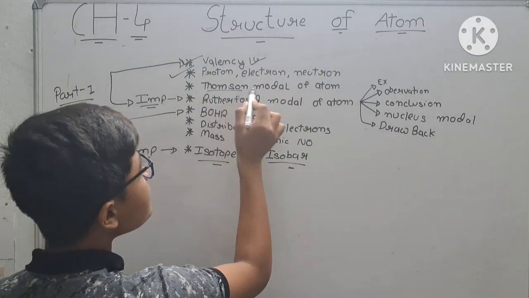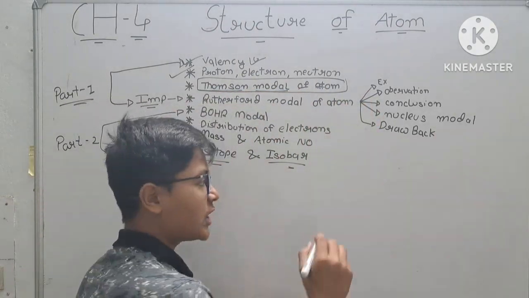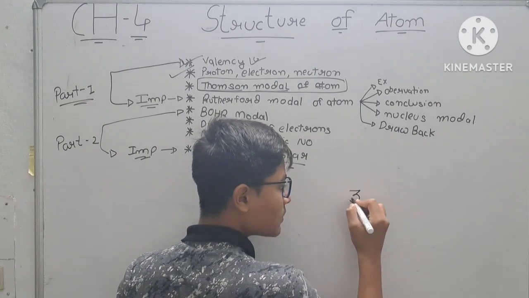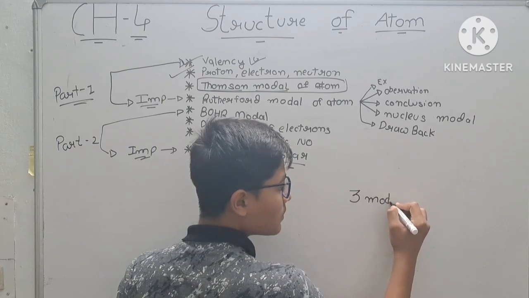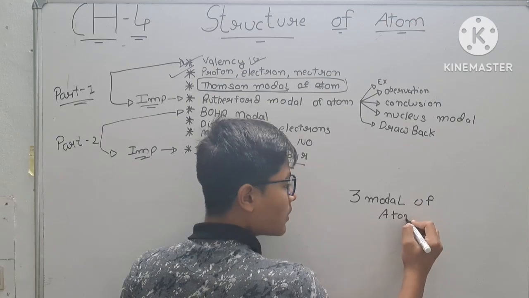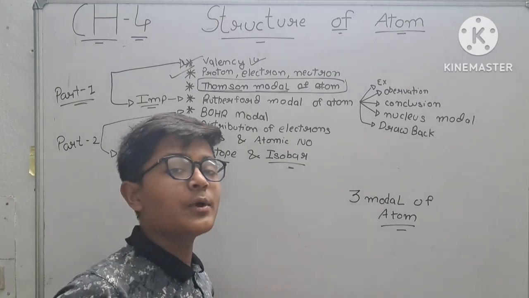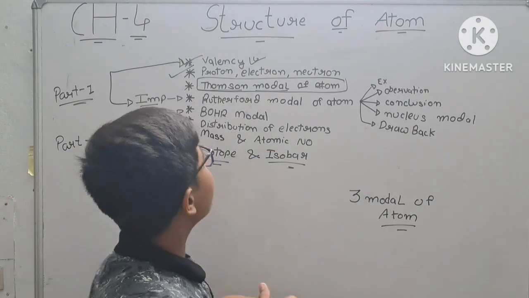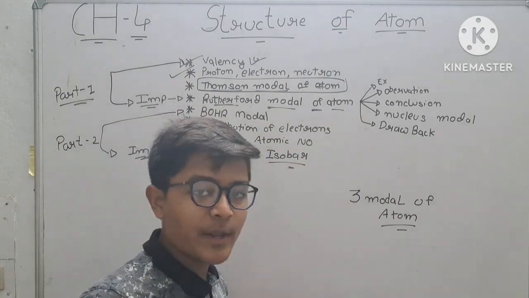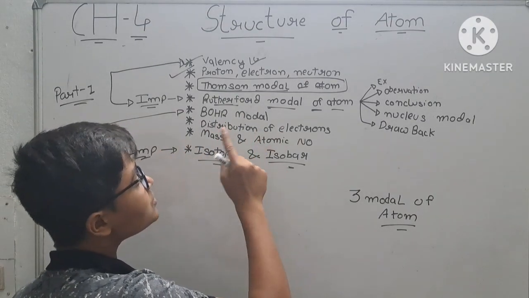Then we will do Thomson model of an atom. Students, in this chapter there are 3 models of an atom. In this video, we are going to study 2 models of atom: Thomson's model and Rutherford model of an atom. And in part 2, we will learn Bohr's model, Niels Bohr's model of an atom.